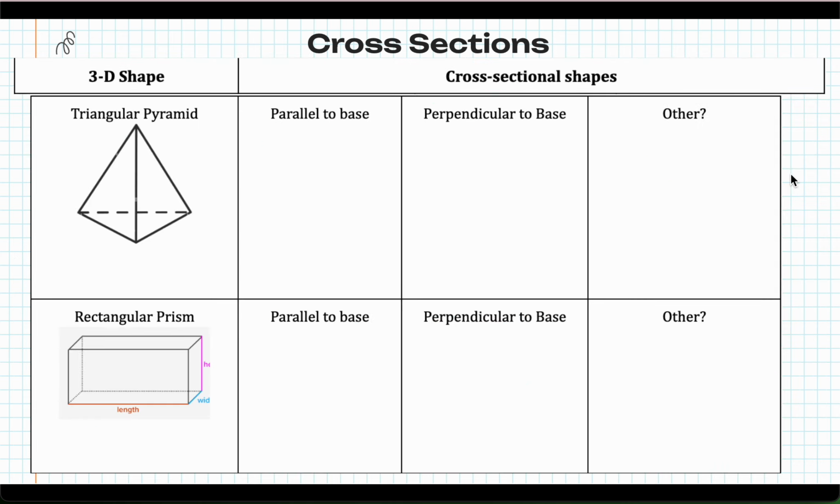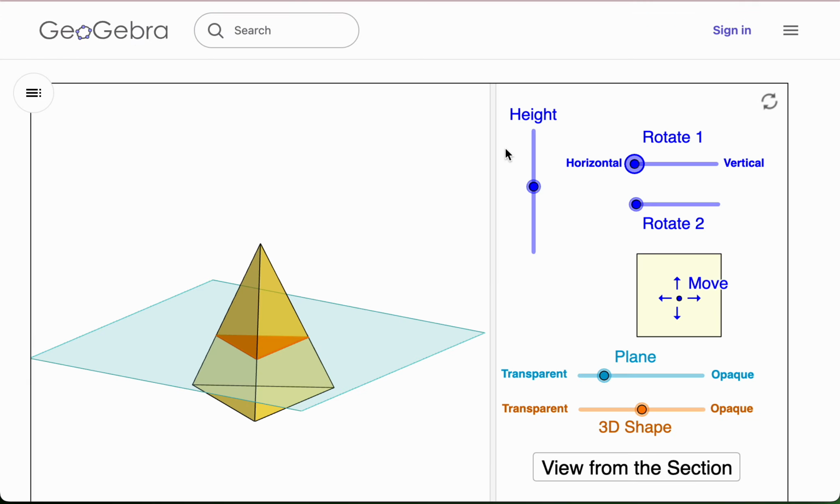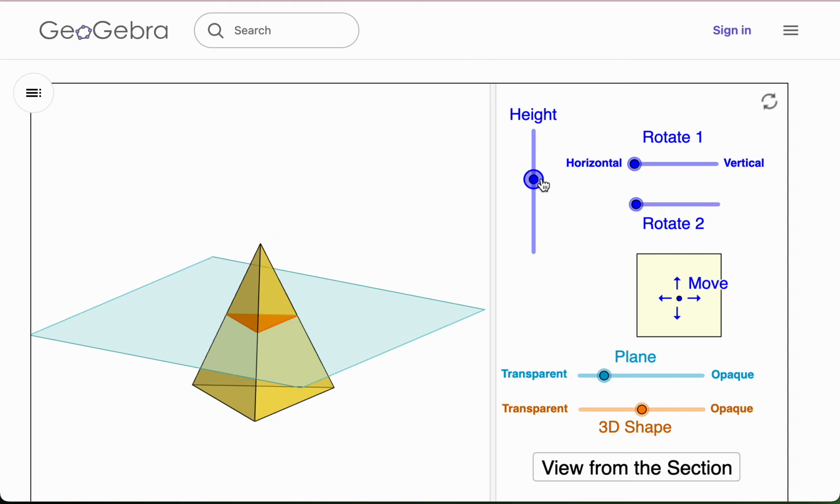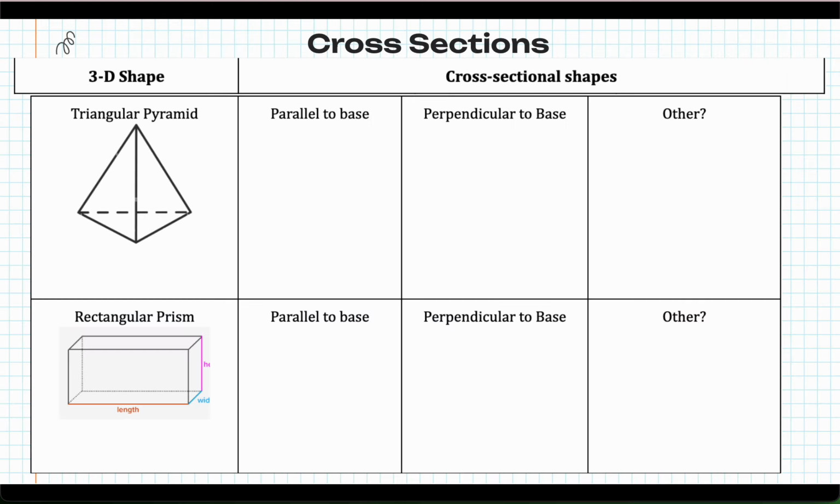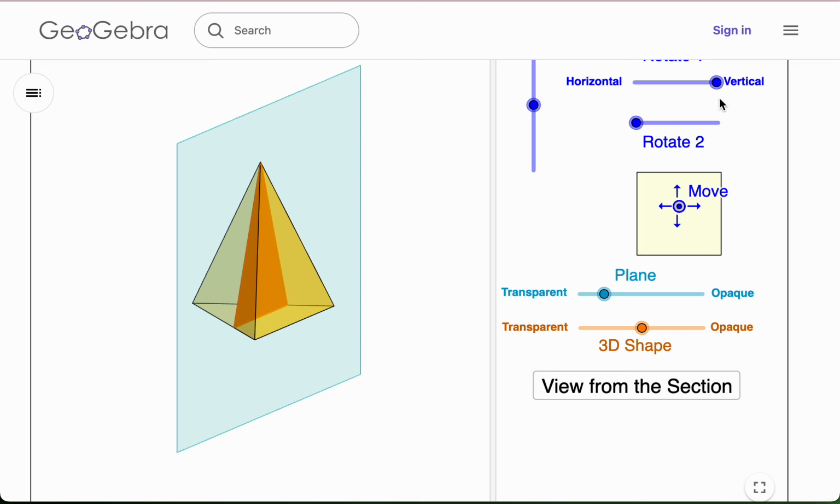So next we're going to do a triangular pyramid, and again we're going to do parallel to the base, perpendicular to the base, and see if there are any other ones. So here's our triangular pyramid, and as predicted, we know that the base of a triangular pyramid is a triangle. So just based off our pattern, we can predict that if our cross section is parallel to the base, no matter what height I'm taking it at, I'm always going to get a triangle. So let's just see if there are any other interesting scenarios.